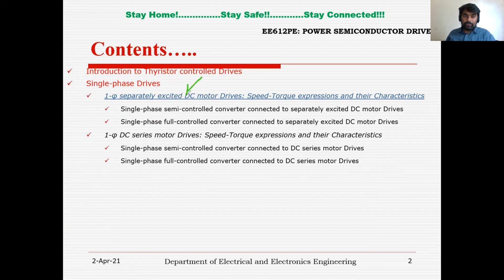separately excited DC motor fed from semi-controlled converter and fully controlled converter. First, we'll consider the semi-controlled converter, then we'll go for the fully controlled converter. Then we are going to see the torque speed characteristics at different firing angles. Right, so let me directly go to that page.